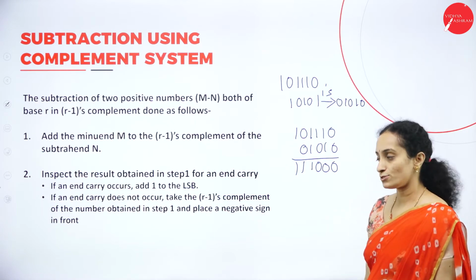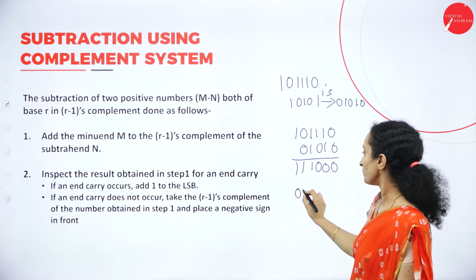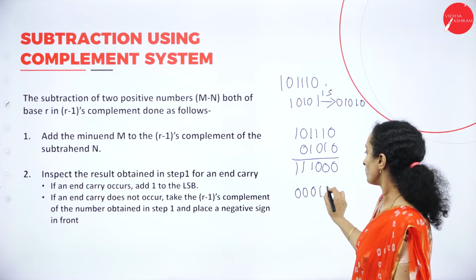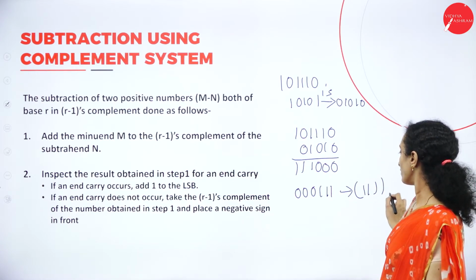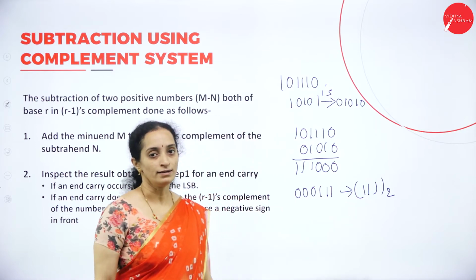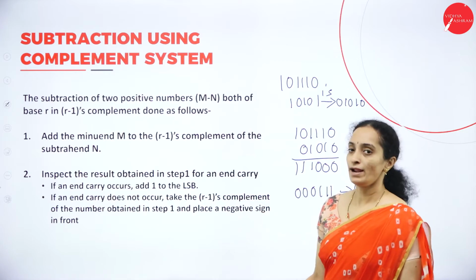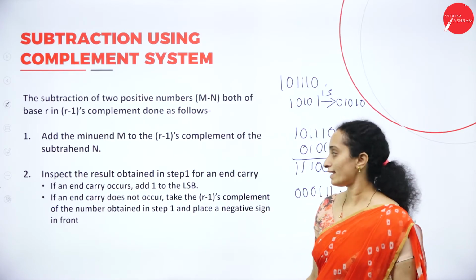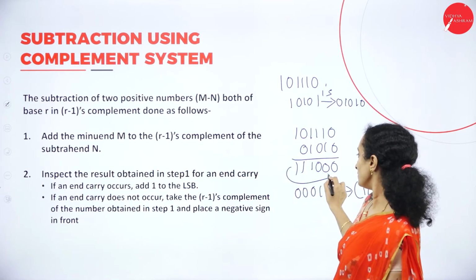If there is no end carry again, so take the r minus 1's complement. It will be 0 0 0 1 1 1 or simply you can take it as 1 1 1 to the base 2. Answer will be 1 1 1 to the base 2. Okay. If there is no end carry. If there is an end carry, you have to add this to the LSB. Okay.